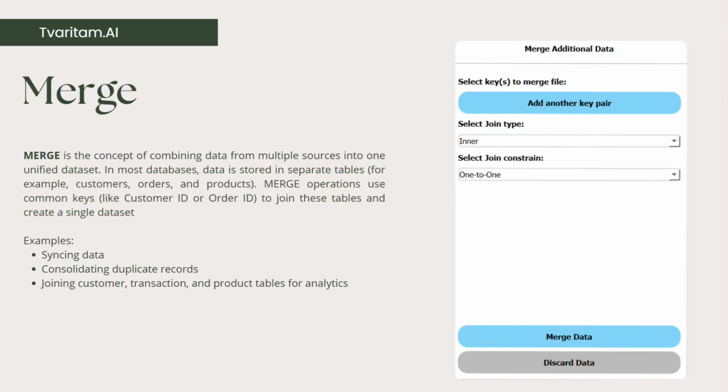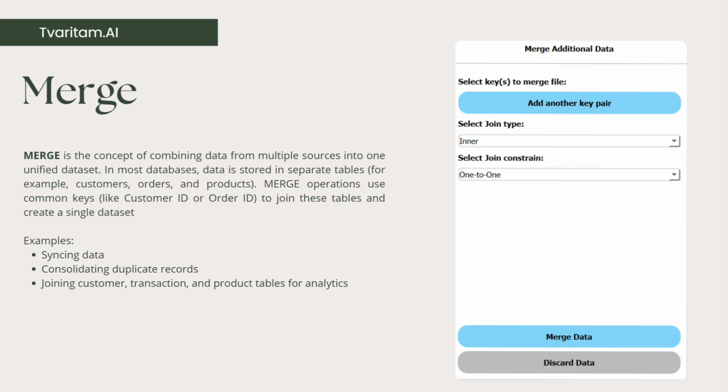However, in a lot of real-world scenarios, data is stored across multiple datasets or database tables. Therefore, before building a machine learning model, we often need to combine these datasets into a single unified dataset. This process is known as merging the data. Merging refers to the process of combining data from multiple sources into a single dataset.